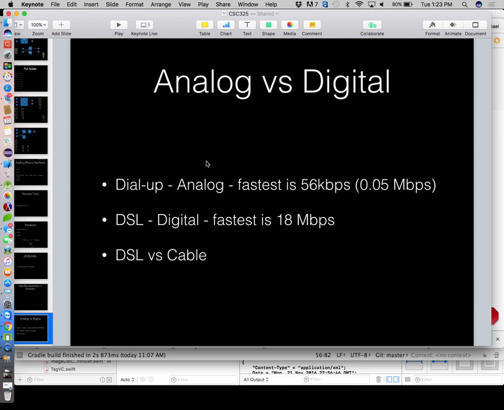When we look at today's world, let's just assume the moons are aligned in your neighborhood and you can get 24 megabits per second with DSL, so fast DSL. And that's megabits, not megabytes. You'll be happy to see in my paper I said megabit bytes.